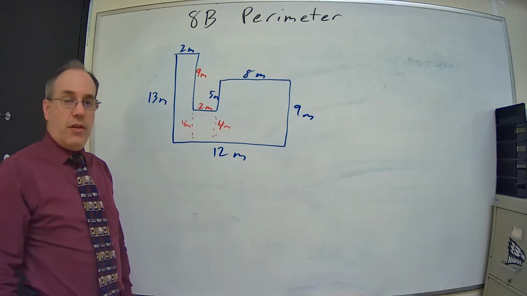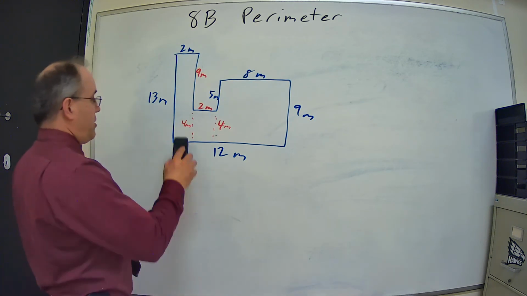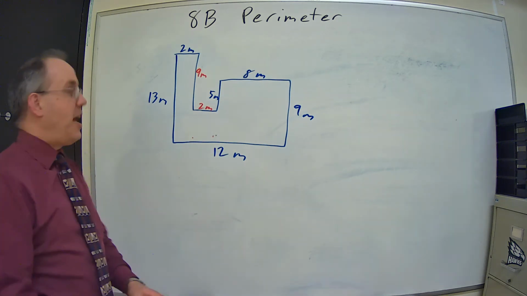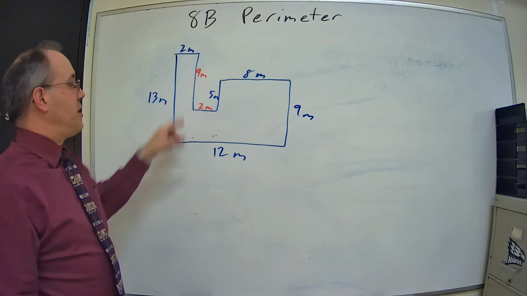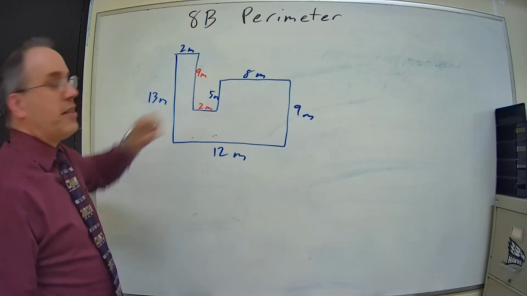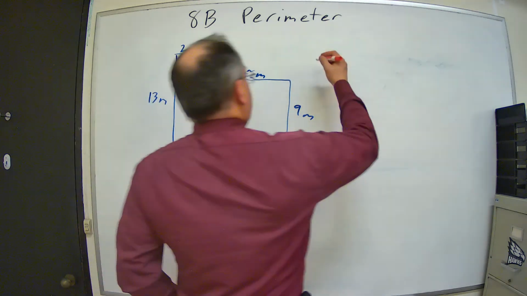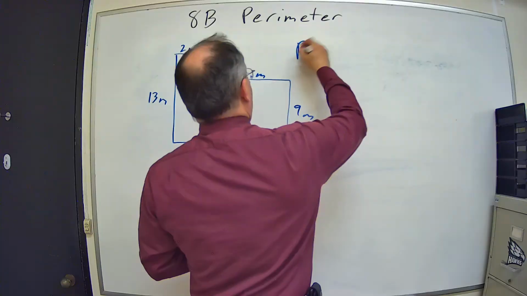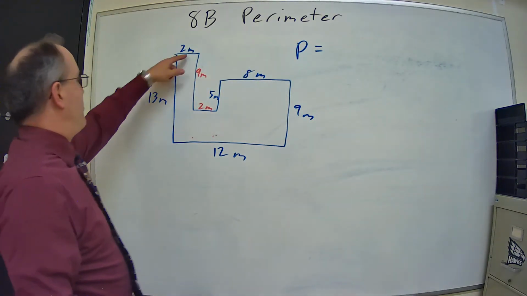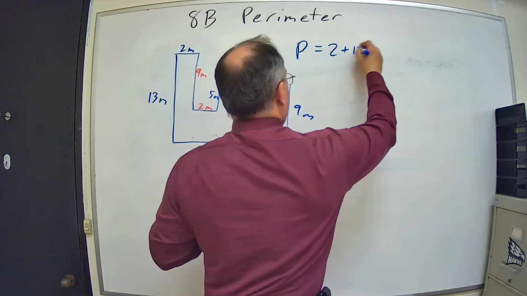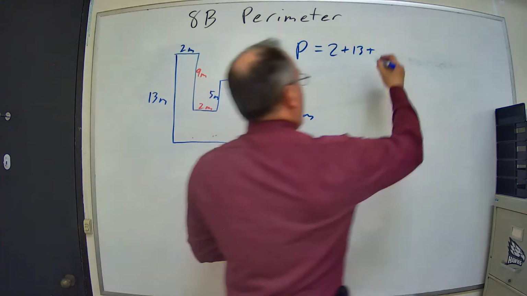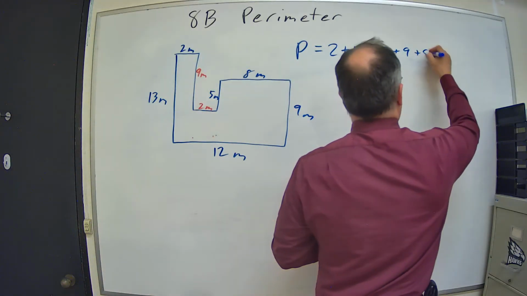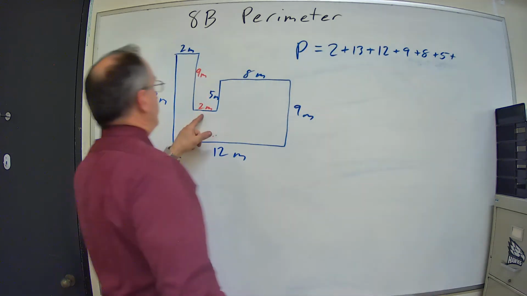Be careful. The final mistake that people tend to make with this is they want to count the 4 meters there in their calculation. Remember, we're just looking for the sides. So we're going to add up all these sides. Those 4s that we got here were to help us find these missing ones. So the perimeter, let me switch back to blue, is equal to the sum of all of these. So I have 2 plus 13 plus 12 plus 9 plus 8 plus 5 plus 2 plus 9.